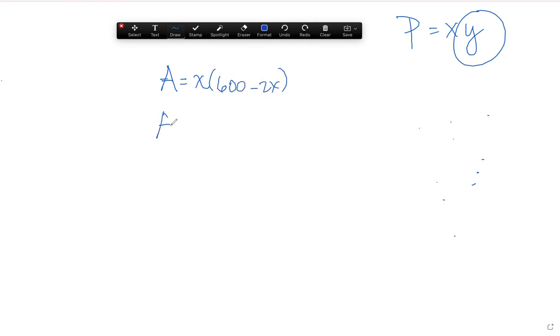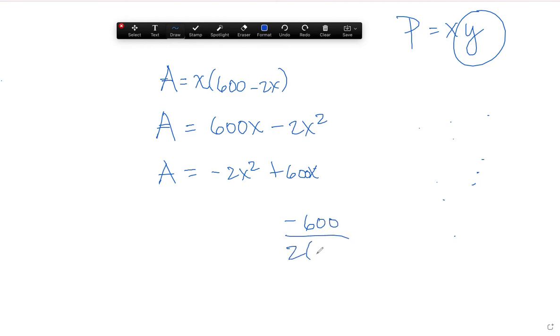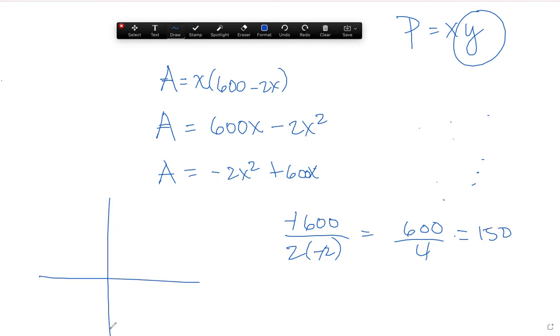Surprise, surprise, it's going to be a parabola facing down since they're asking you for a maximum. So you have 600x minus 2x squared. If we lead with the x squared, you have minus 2x squared plus 600x. And then now, since it's maximum, all you have to do is minus b over 2a. So that would be minus 600 all over 2 times negative 2. So simplify that. 600 over 4 is 150. But minus b over 2a is telling you where the maximum area is going to occur. So to find the maximum area, you need to plug 150 into this A function.